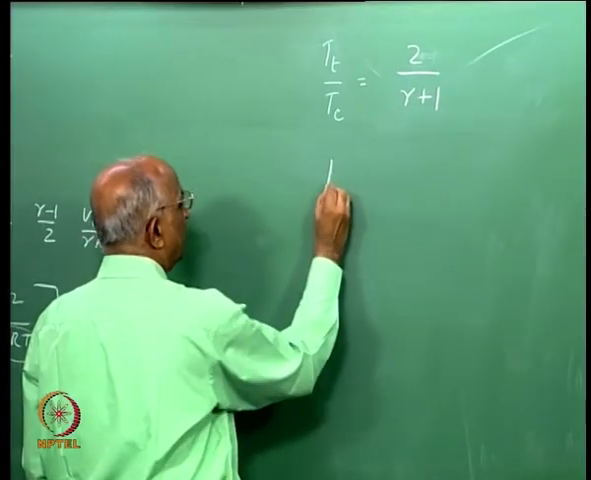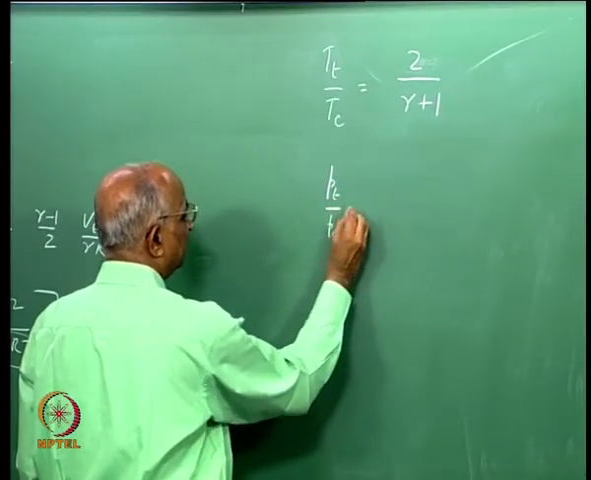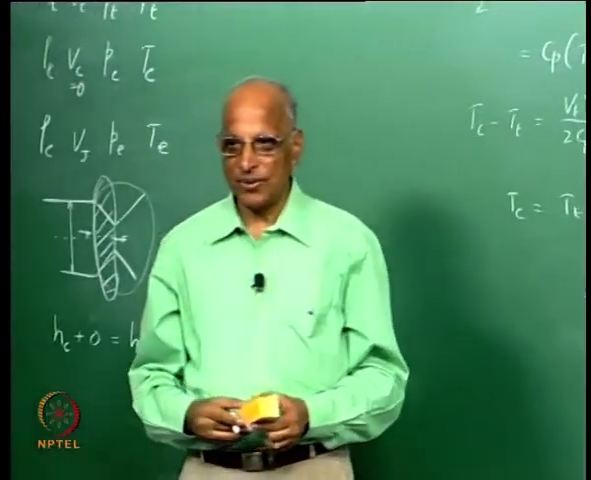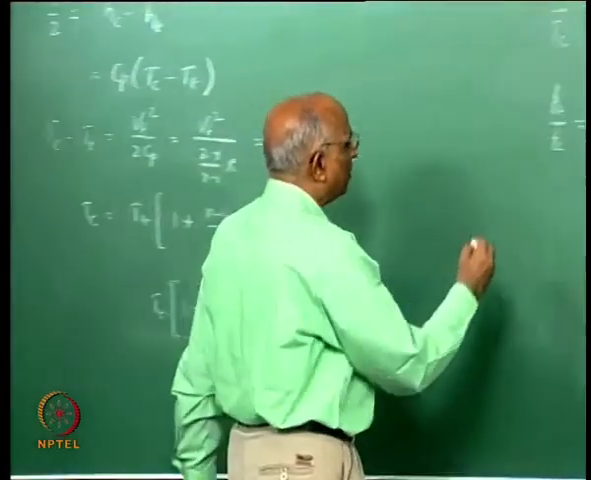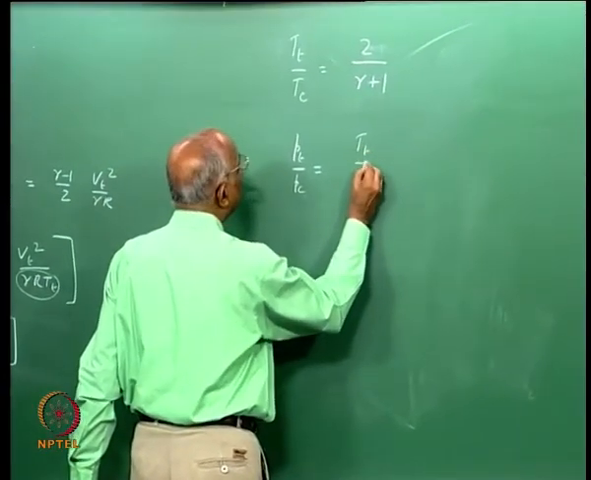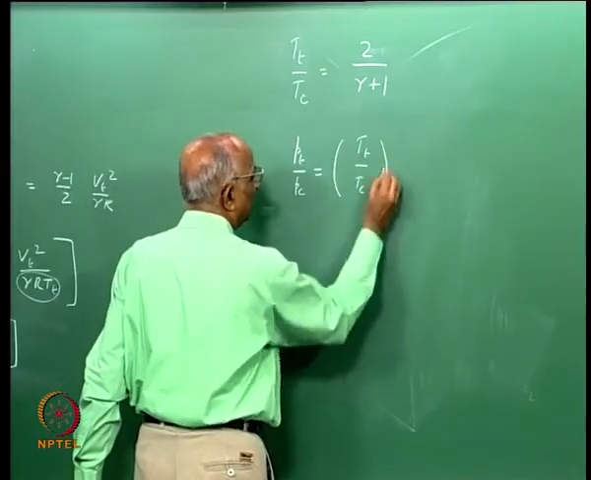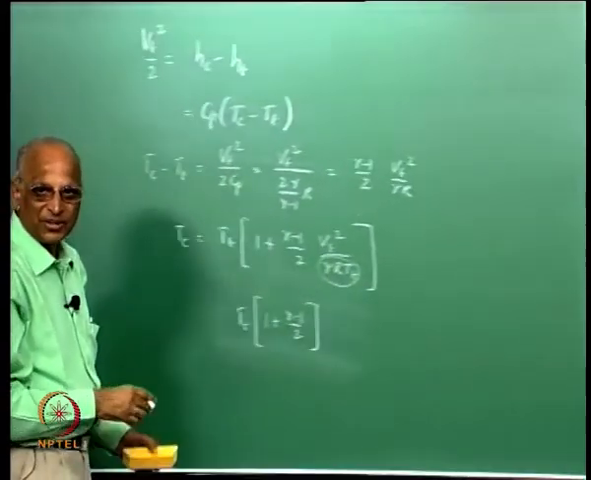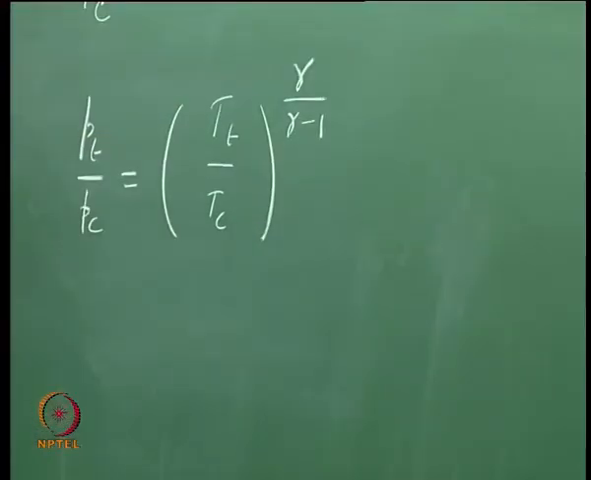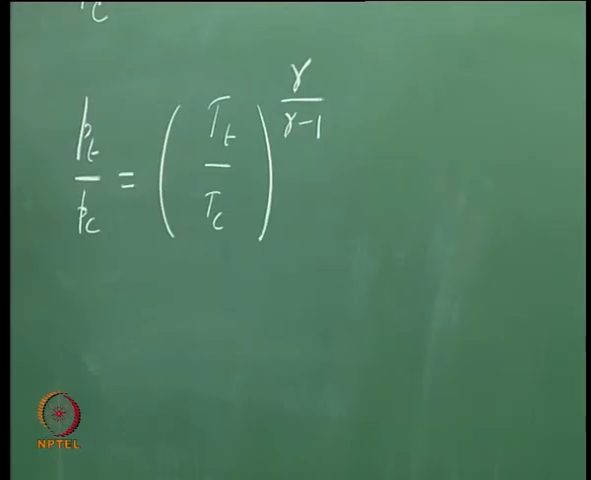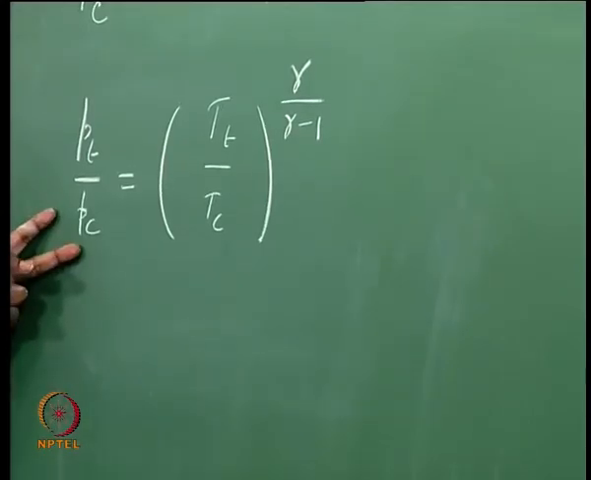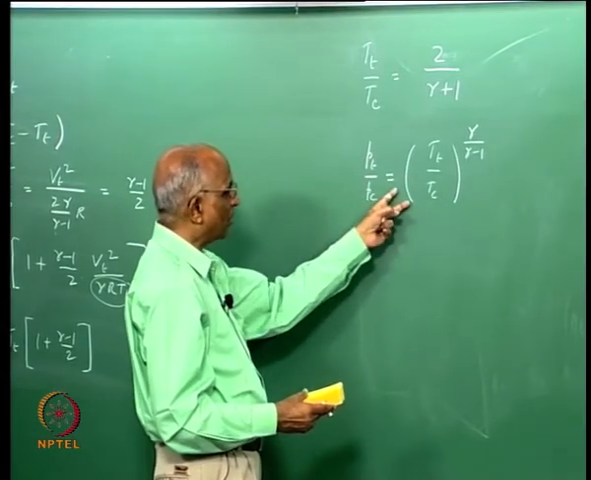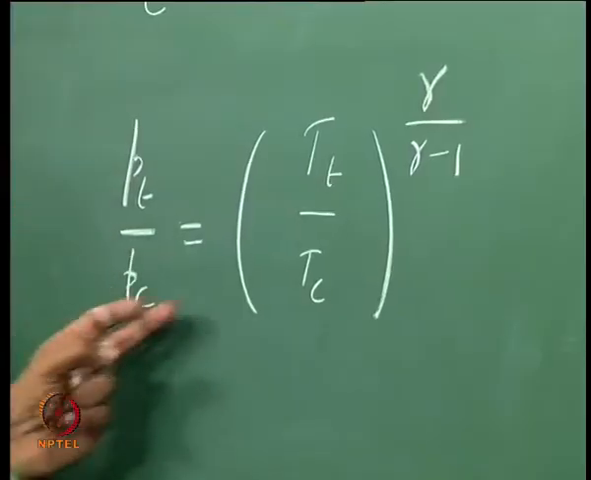Now, what will be the value of Pt by Pc? We have derived the expression in the last but one class. What did we tell? It is equal to Tt by Tc to the power gamma by gamma minus 1. Please look back, let's check it. And how did we get this? We had P by rho to the power gamma is a constant. Solving for this, we got this particular expression.